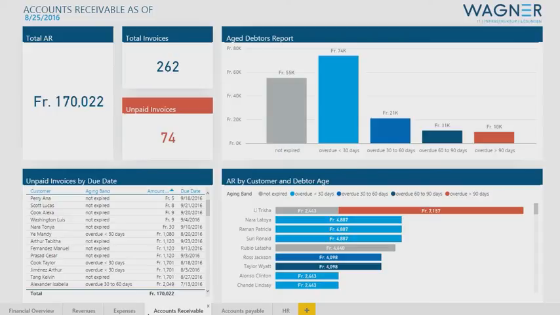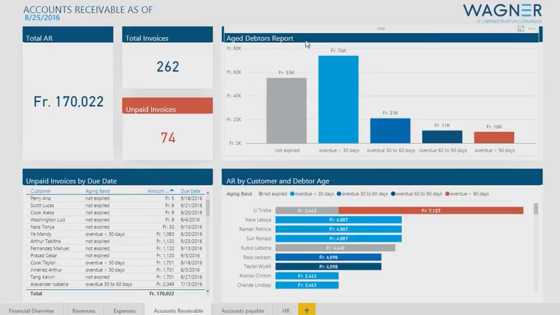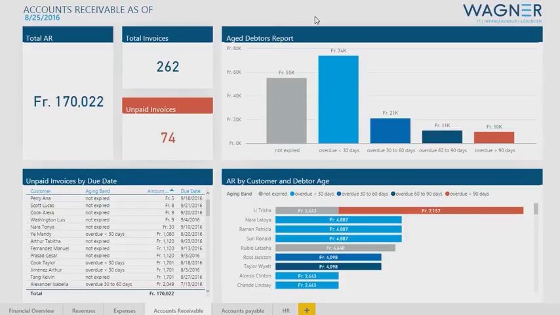Next, we come to the Accounts Receivable page. Here we see outstanding debts by overdue time frame and by customer. The Aged Debtors report on the upper right shows from left to right outstanding debts which are not overdue progressively to debts more than 90 days past due.